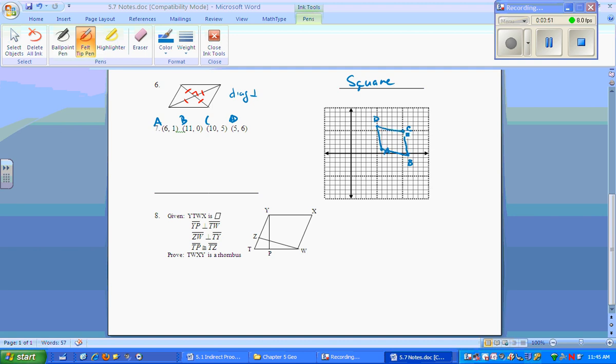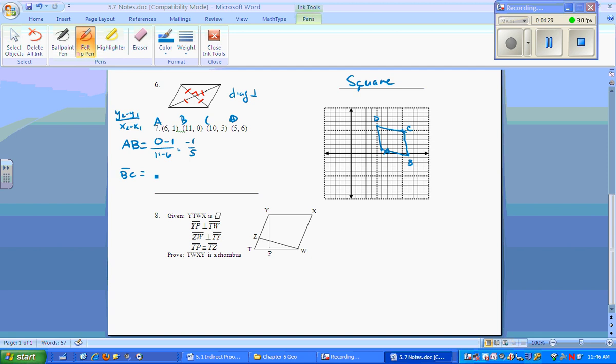You can't tell what it is by looking at it. But what we do know is we can tell if it's going to be in the parallelogram family by having opposite sides being parallel. So what you're able to do is find the slopes of all 4 of these: AB, BC, CD, and AD. If we do the slope of AB, remembering the slope formula is y2 minus y1 over x2 minus x1, we get 0 minus 1 over 11 minus 6, giving me negative 1 over 5.